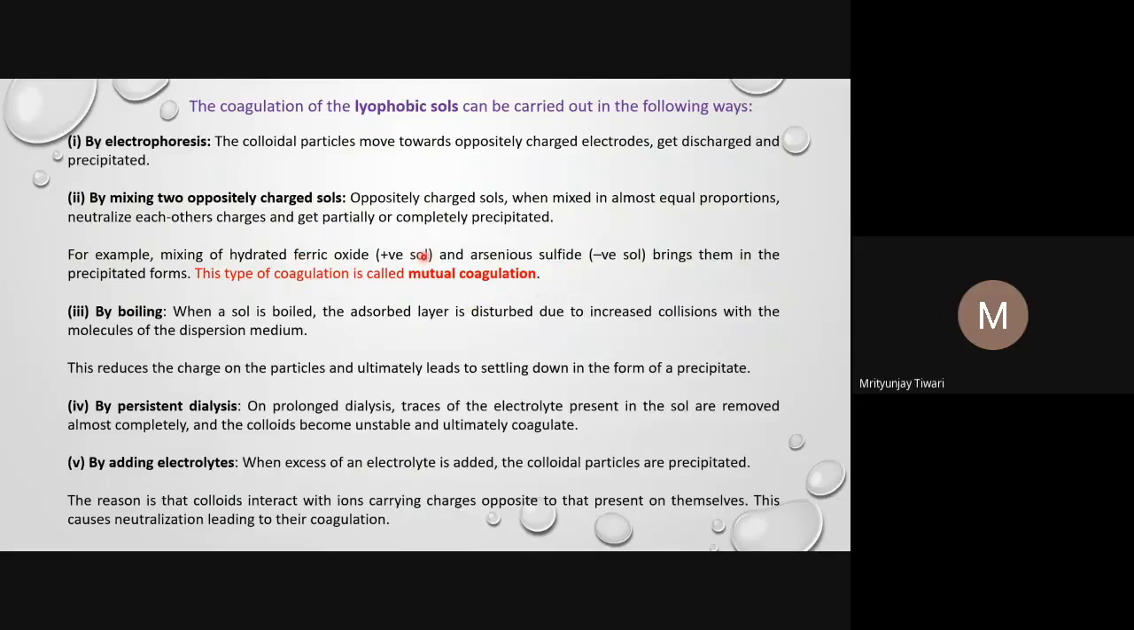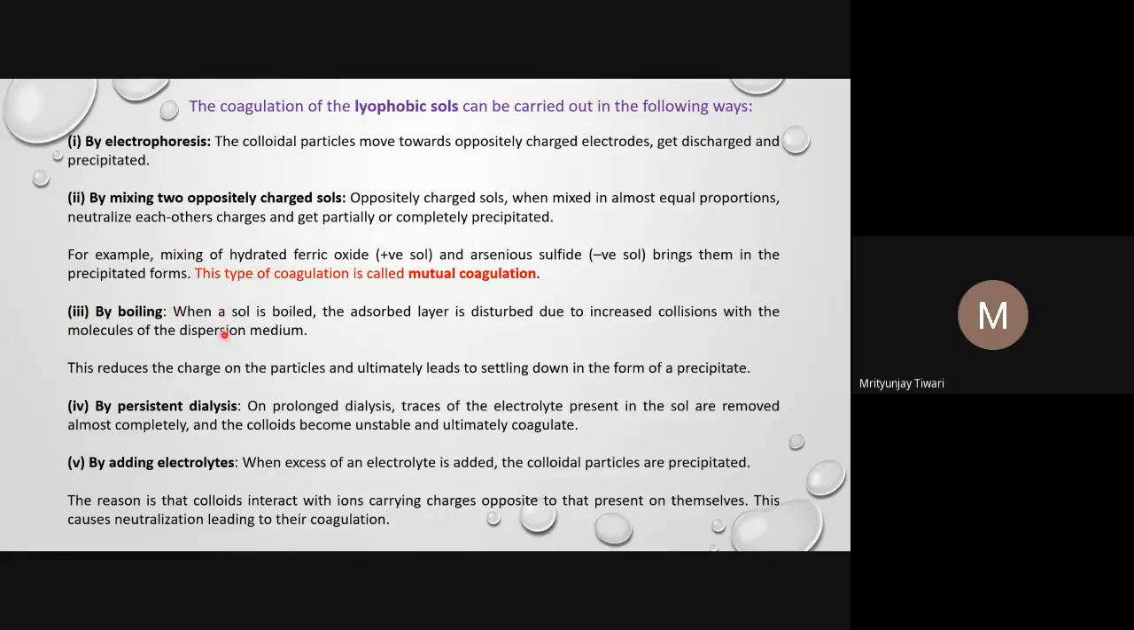It means that because of the positive sol, the negatively charged sol is coagulated, or because of the negative sol, the positive sol is coagulated. Thus this kind of coagulation is called mutual coagulation, or one can also call it mutual precipitation. And this is because of the mixing of two oppositely charged sols together in almost equal proportion.